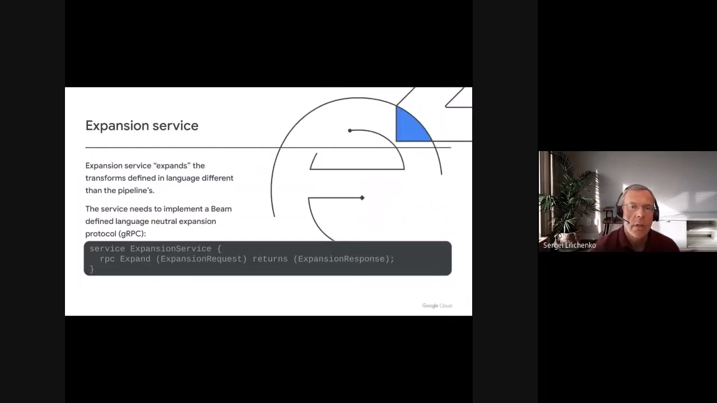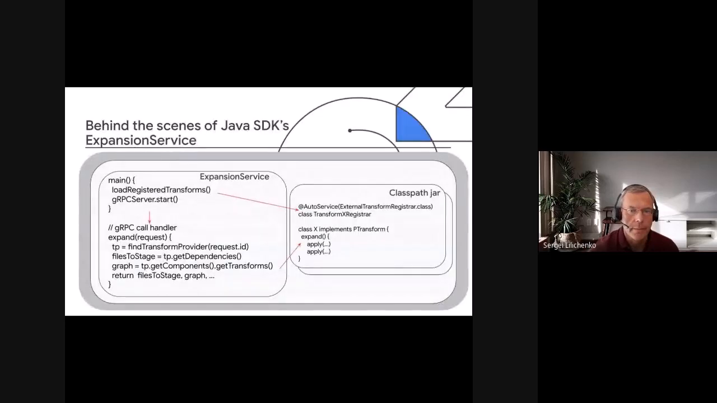Now, let's talk about what really happens inside of the expansion service. Remember, this service is called by the Python external transform during the graph construction phase. Each expansion service is a gRPC server that implements a single service method, conveniently called expand. This service is part of Beam's portability framework. The Java SDK has the expansion service package, which implements the gRPC service we mentioned on the previous page.